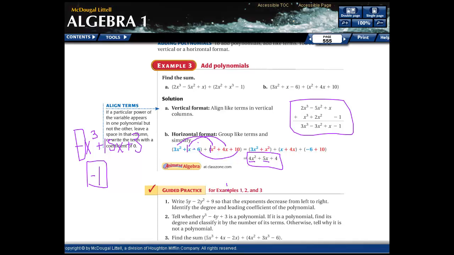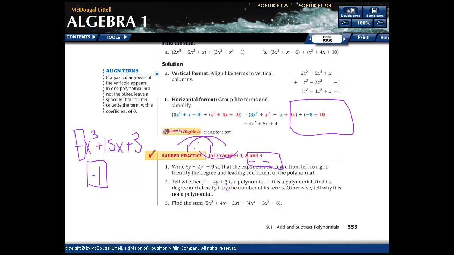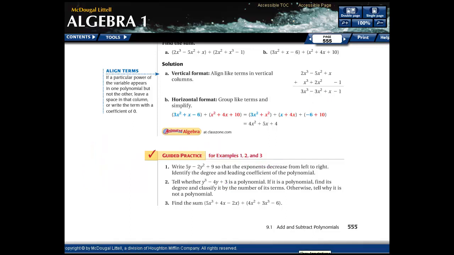Okay, let's look at some examples down here at the bottom. Write 5y minus 2y squared plus 9 so the exponents decrease from left to right, then identify the degree and leading coefficient. To decrease from left to right, you need to have the negative 2y squared first, plus 5y because it's a positive 5y, plus 9. That's decreasing order. It is a 2nd degree polynomial, and the leading coefficient is negative 2.